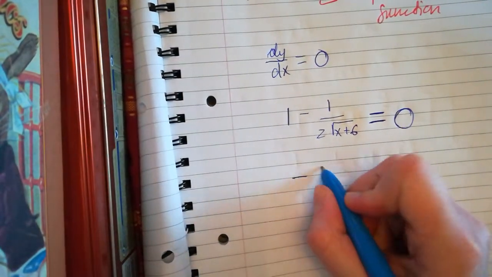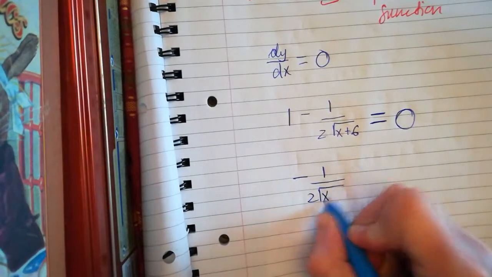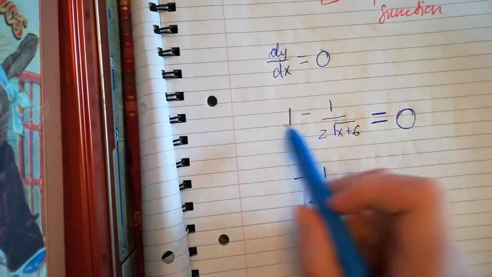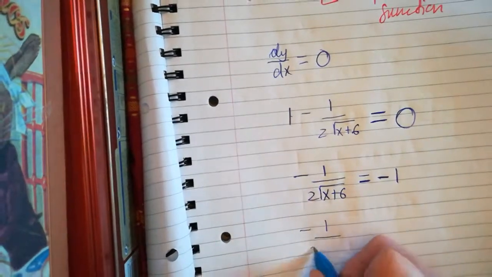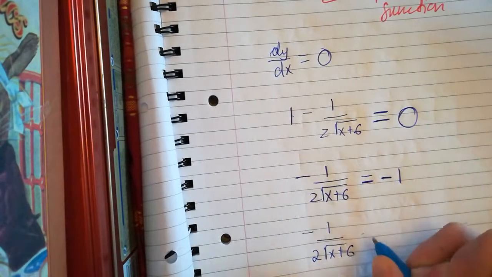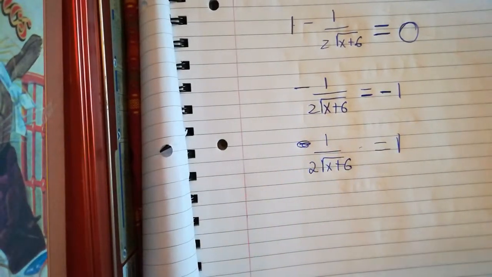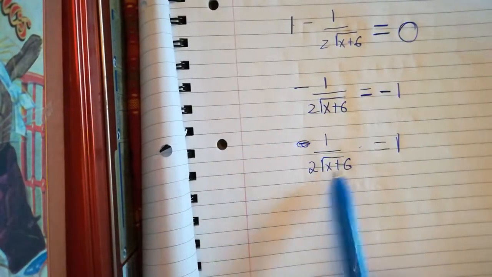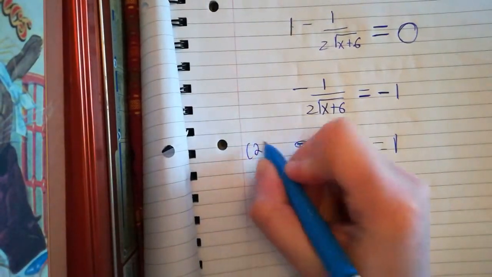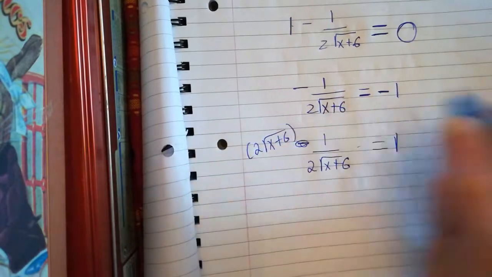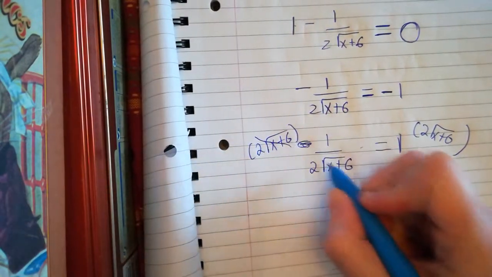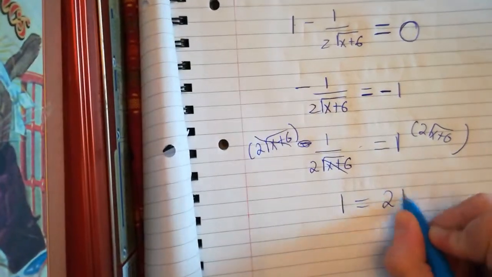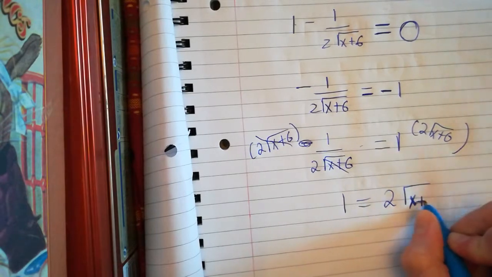And then it's going to be minus 1 over 2 root x plus 6 is equal to minus 1, so that's going to be a minus when it moves over to the other side. Sorry, so they both will be pluses. And then I want to get rid of my fraction on the bottom. So what I'm going to do is multiply both sides by 2 root x plus 6. So then they'll cancel here, and I'll be left with 1 is equal to 2 root x plus 6.